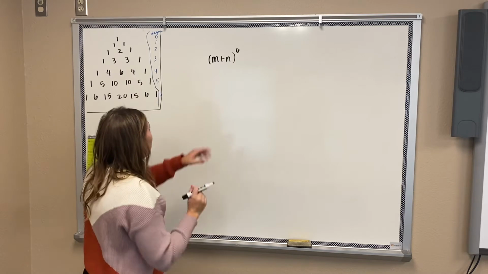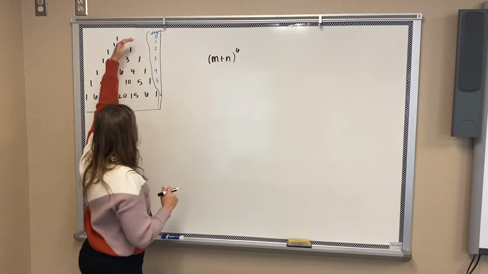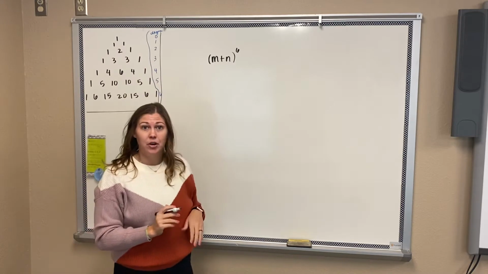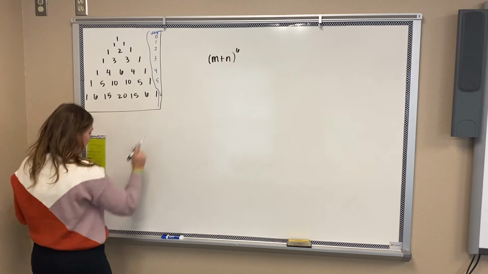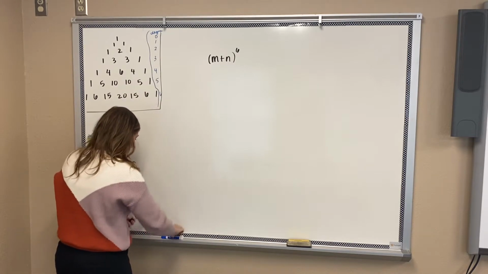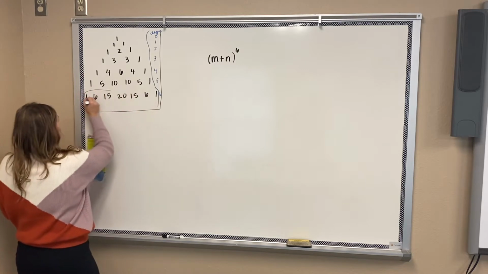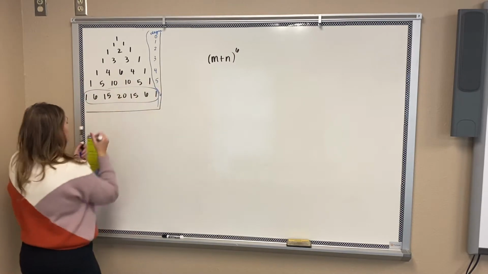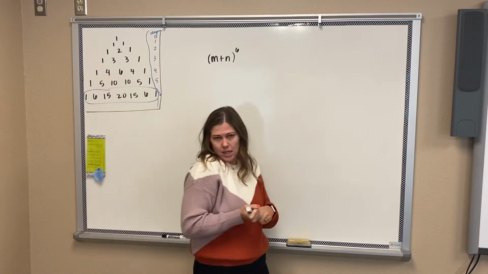We have 6 as our degree, so we're going to go to row 6 to find our coefficients. So degree 0, 1, 2, 3, 4, 5, 6. The one we are going to use for this one are these coefficients right here: 1, 6, 15, 20, 15, 6, and 1. It's going to be big. It's going to be lovely.